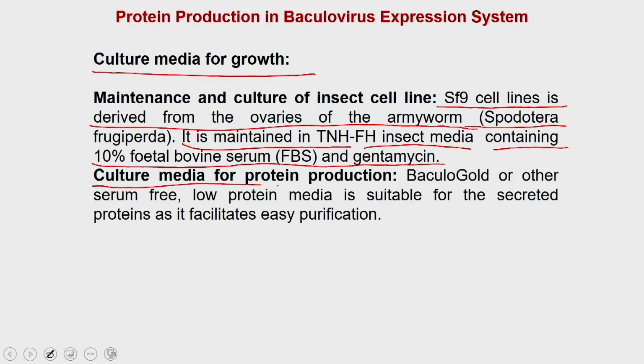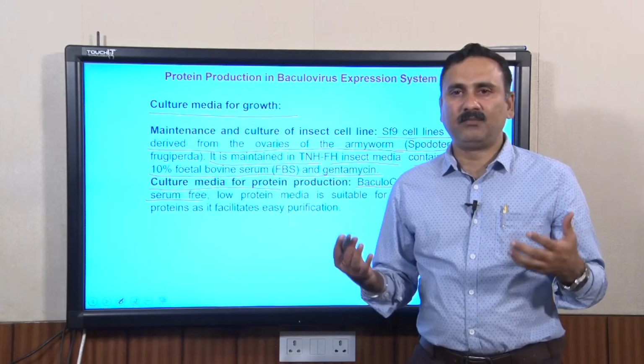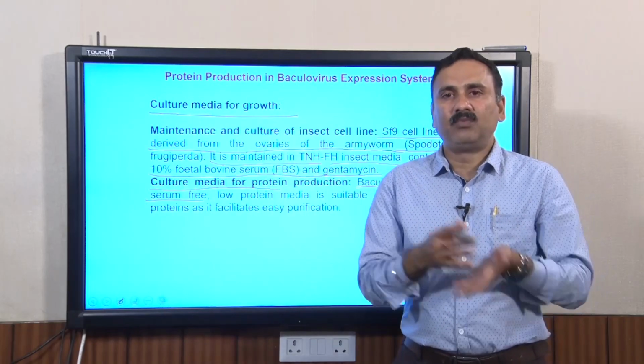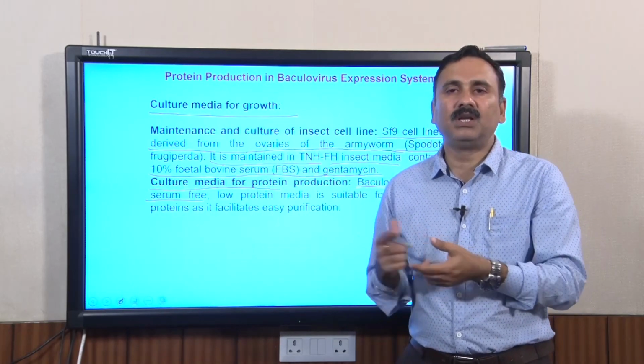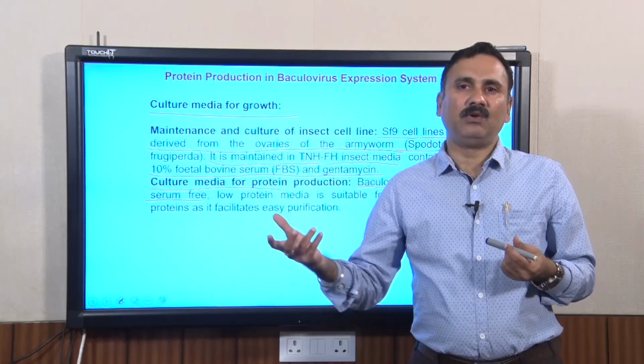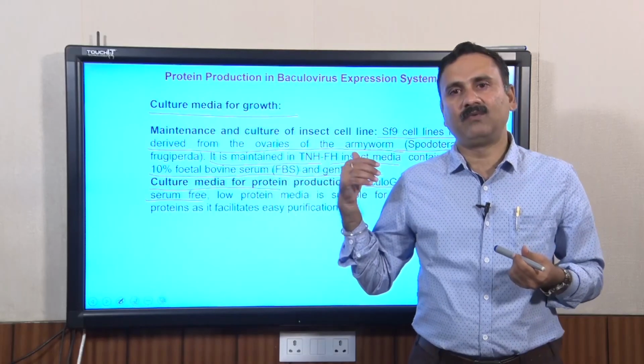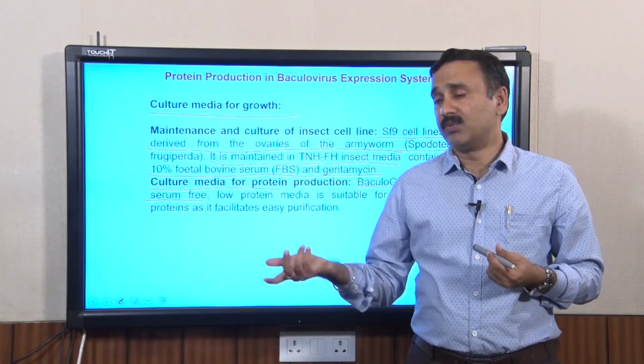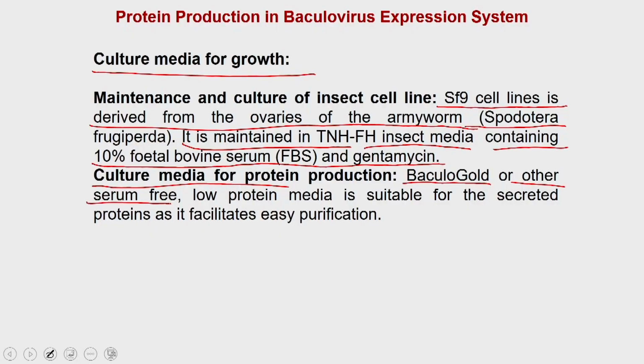For protein production, you can use either Baculo Gold or other serum free media, because if you keep the serum in the protein production media, and if the protein is secretory in nature, you are going to have a high level of contamination from the serum protein itself. Low protein media is suitable for the secretory protein as it facilitates easy purification.